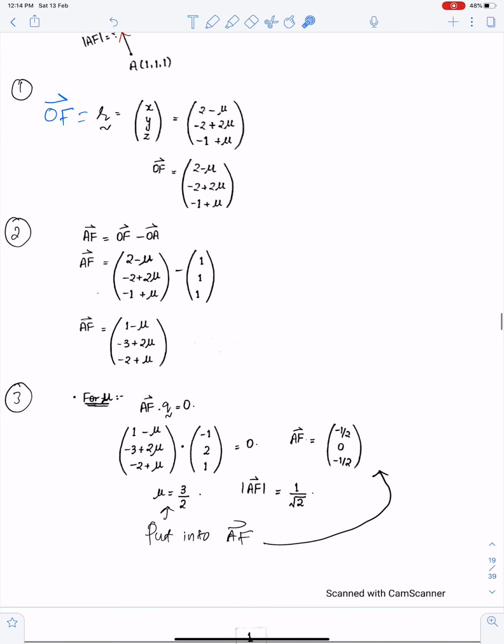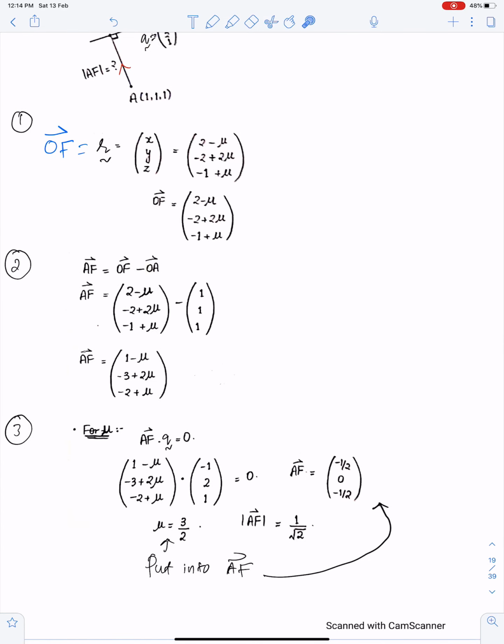Well, this is all from this lecture, and I hope this lecture will help you to understand the equations of straight lines in vectors well.